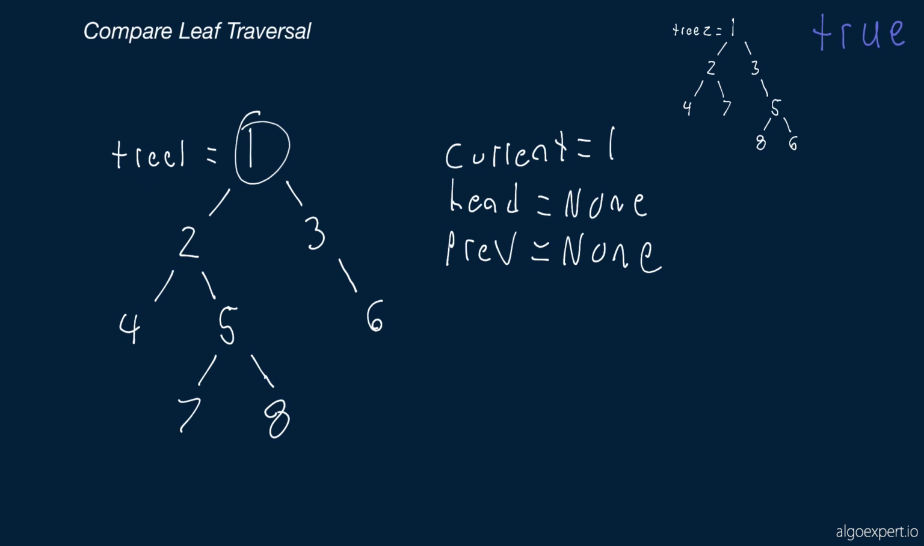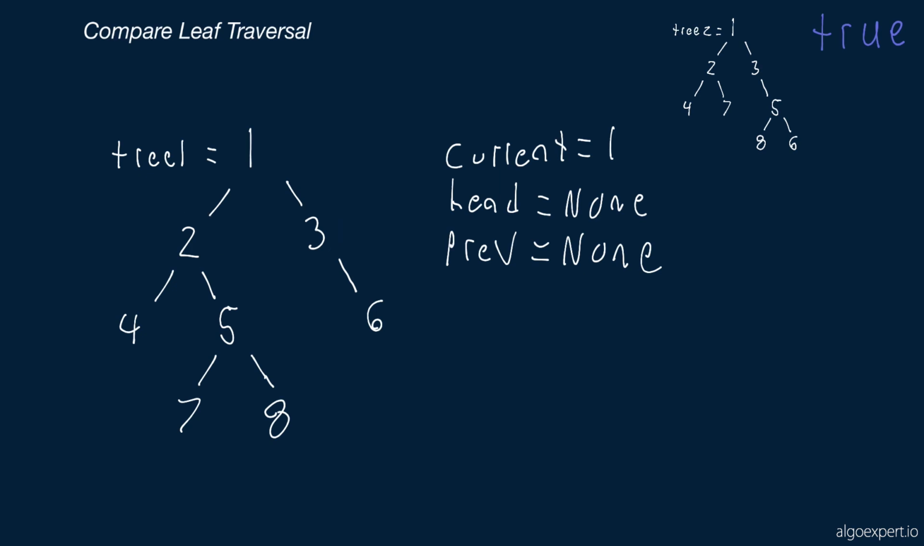Now, if node 1 is a leaf node, then what that means is we would set our head to be equal to node 1, because that's the first leaf node that we found. We would set the previous leaf node to be equal to node 1, and then we would continue. Anyways, it's not a leaf node, and so all that means is we need to look to the left and we need to look to the right.